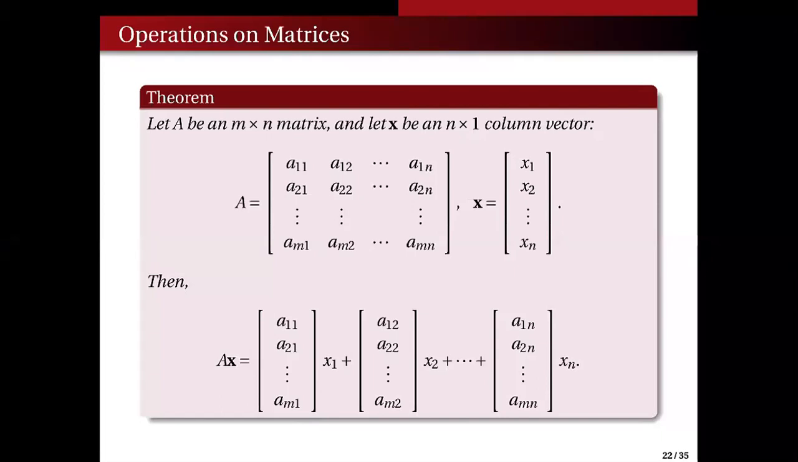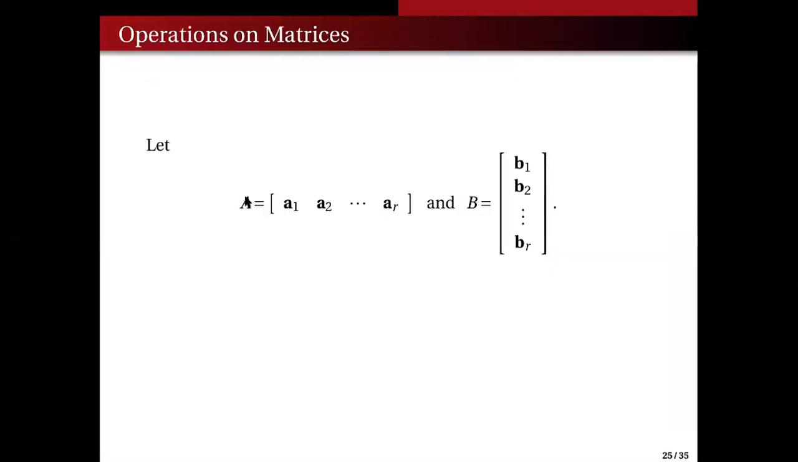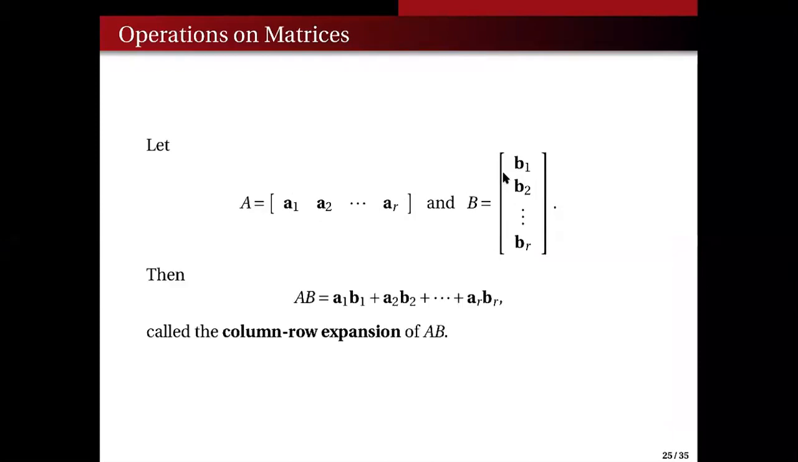Now, some more. Suppose you have your matrix A written as a row vector where each entry is a column, and then the matrix B written as a column vector where each entry is a row vector. Then the product AB is like entry-wise multiplication: A1B1 plus A2B2 plus until ArBr. This is called the column-row expansion of the product AB.